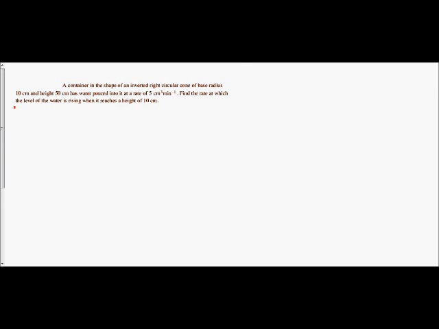Another question is, a container is in the shape of a right circular cone. This is a very important question because a cone question has some real manipulation to be done. A container is in the shape of a right circular cone. Okay, and the base radius is 10 centimeters. So this is 10 centimeters.